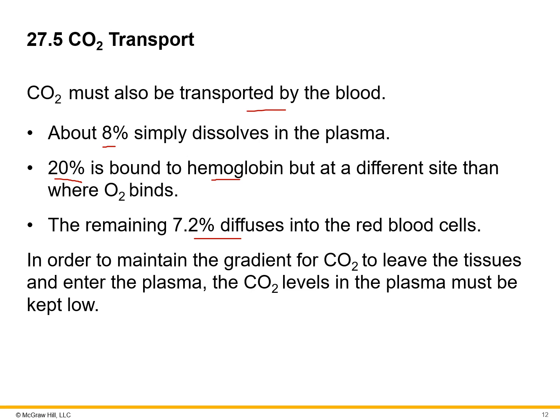So in order to keep that gradient for carbon dioxide so that it will leave the tissues and then enter the plasma, those carbon dioxide levels in the plasma have to be kept low. Because again, things move from a high to low concentration. So if the hemoglobin or the plasma had a lot of carbon dioxide already, then it can't pick up more from the tissues or from our cells. So that concentration in the blood is kept really low so that it can continue to pick up more and more.